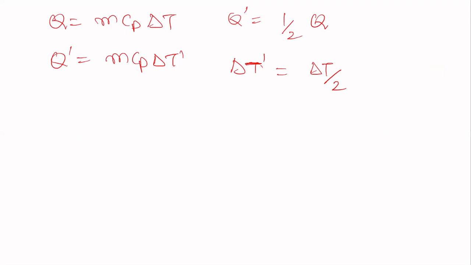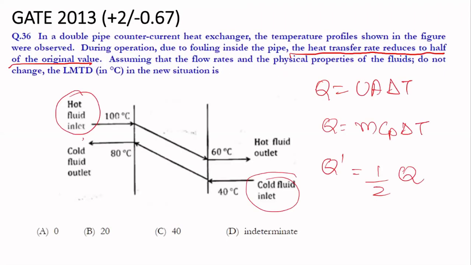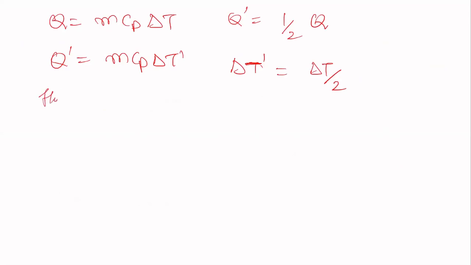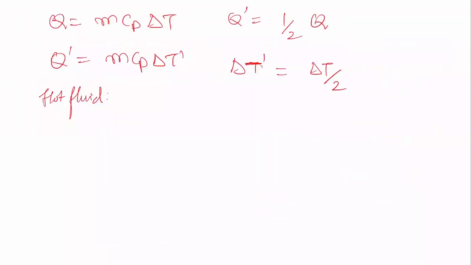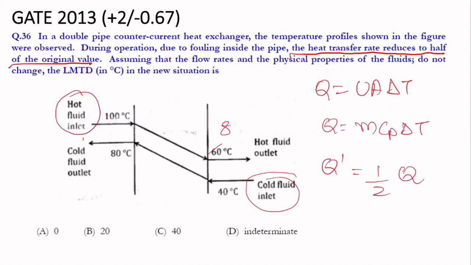MCP is getting cancelled. Okay, so now let's take the case for hot fluid over here. For hot fluid, it was entering at 100 and leaving at 60. So delta T over here was 40 by 2, and here it will be 100 minus the new temperature T dash, wherein now our T dash becomes 80. So this temperature has now become 80.